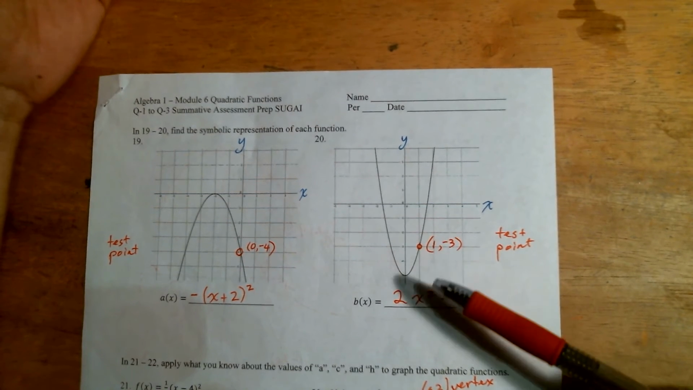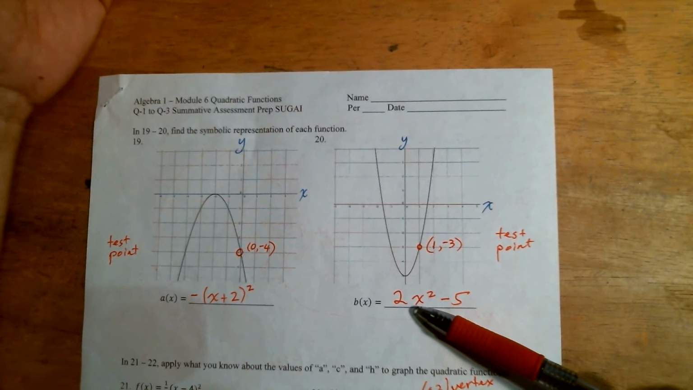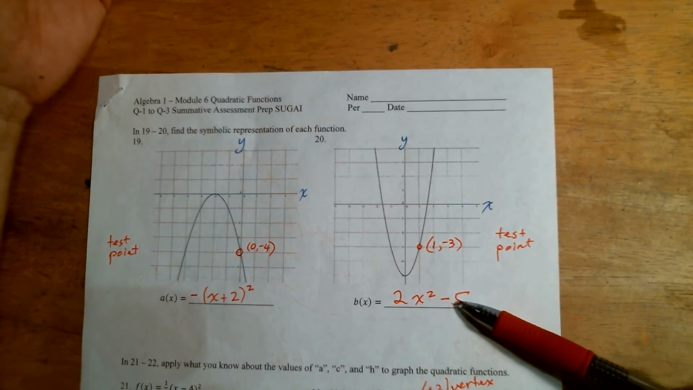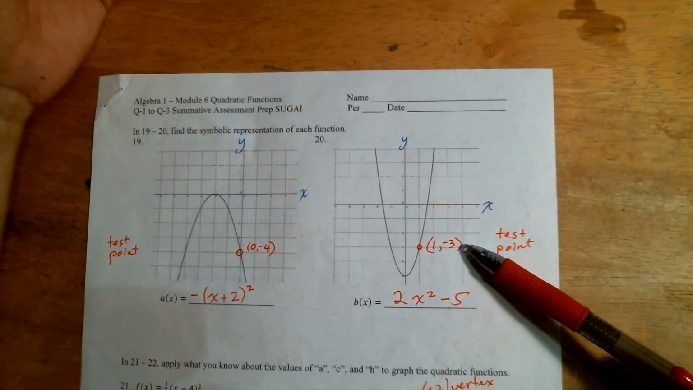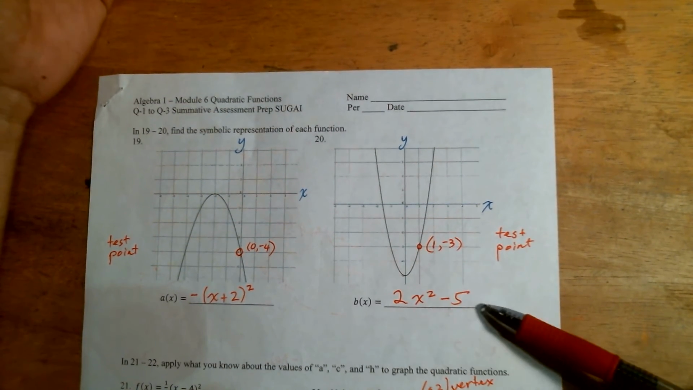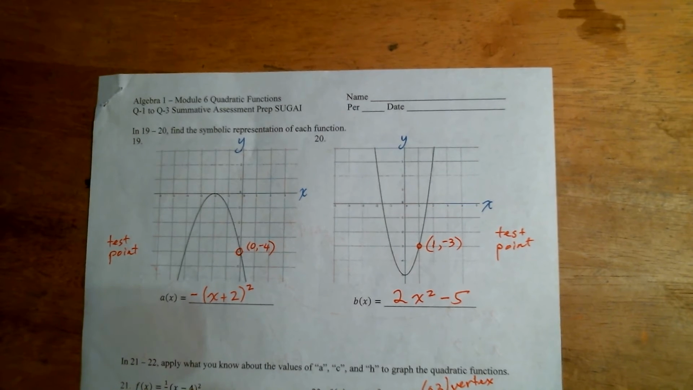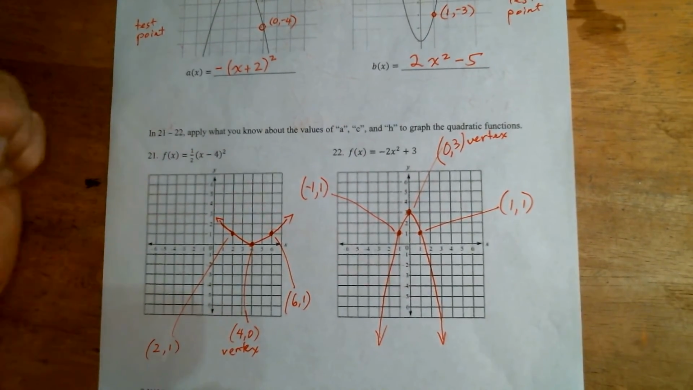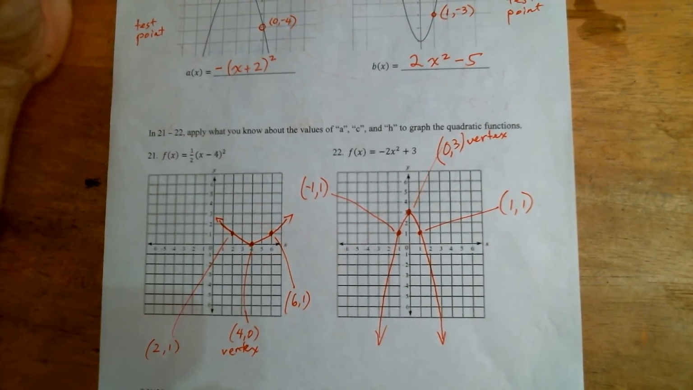So if I stick 1 in for x, I get 1 squared, which is 1. 1 times 2 is 2. 2 minus 5 is negative 3. So it does fulfill the requirement. That point right there does fulfill the requirement of our symbolic representation of the function. So I'm just going to leave that like that. I think it's correct. Okay. How about this one?